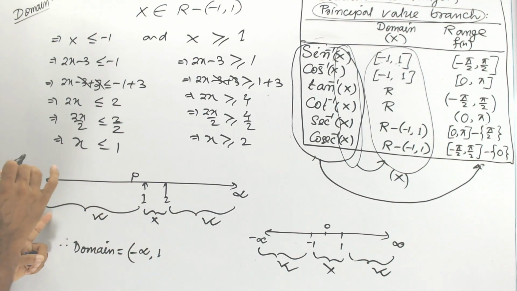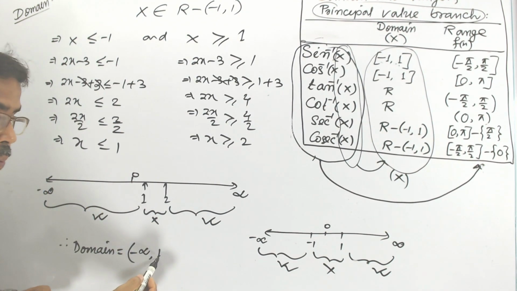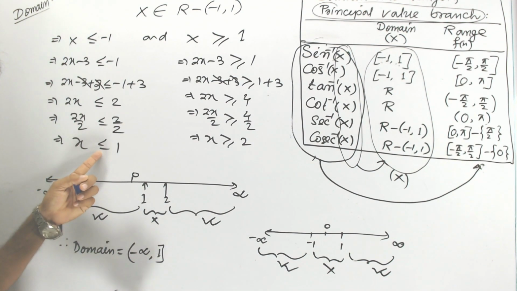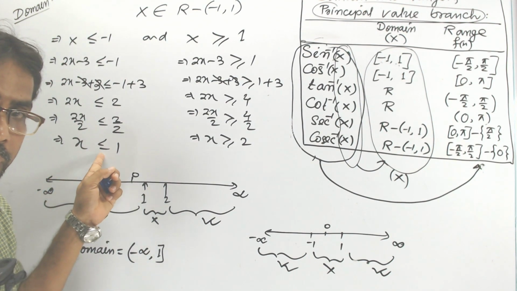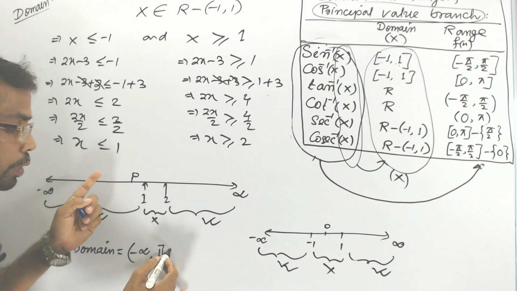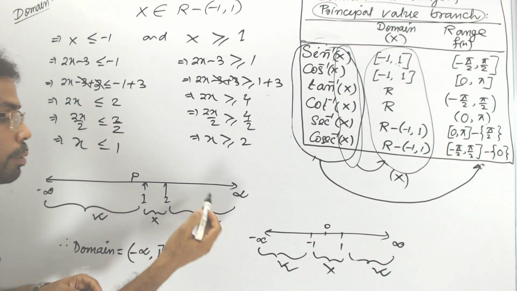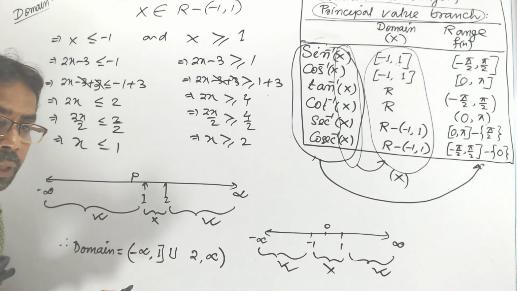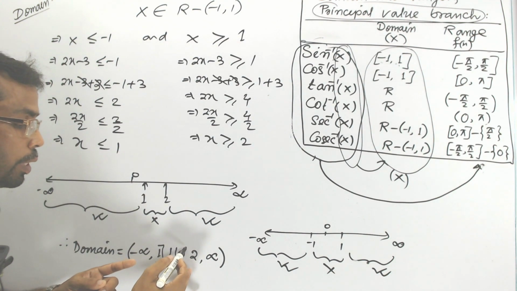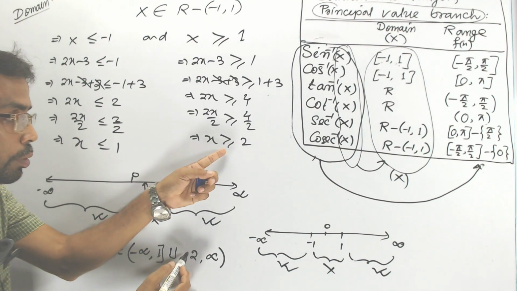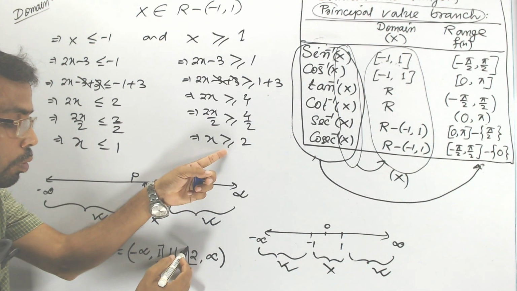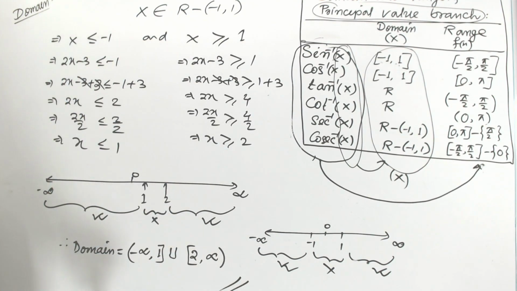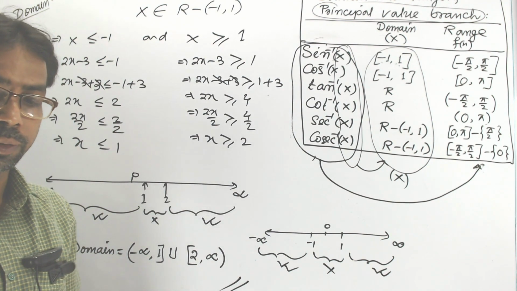infinity always open interval, and here you will write open or close, that depends on this condition. Equal sign is there, so close. If equal not there, it will be open interval. Union means together. We have another part here, 2 to infinity. So 2 to infinity always open interval. And here you will write open or close, that depends on the condition. Equal, close. If no equal, then open. So this is the solution. This is the domain for the given function.